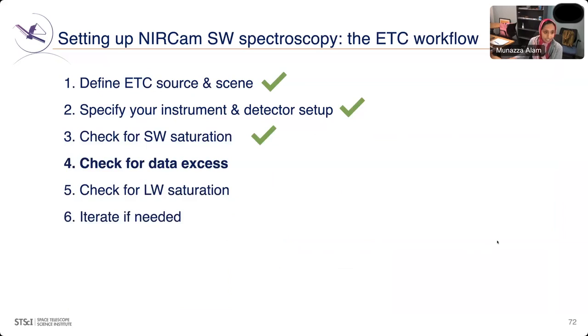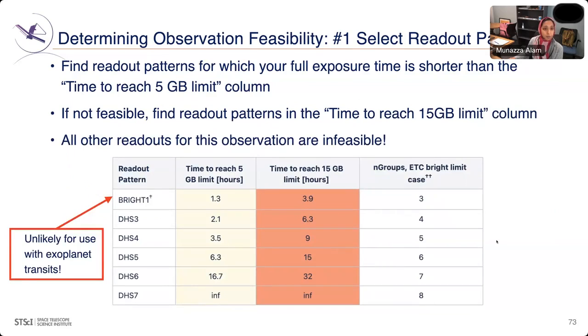Okay, now that we've checked for the short wavelength saturation in this example, let's go ahead and check for the data excess. There are a couple of different ways to do this, but essentially what we want to use is something like this table, which helps us find readout patterns for which the full exposure time that we have in ETC is shorter than the time to reach the 5 GB limit shown here in yellow.